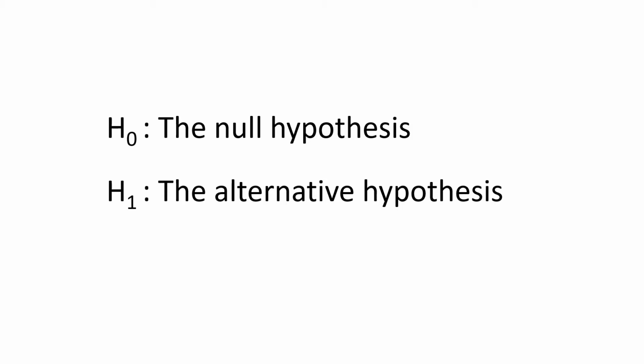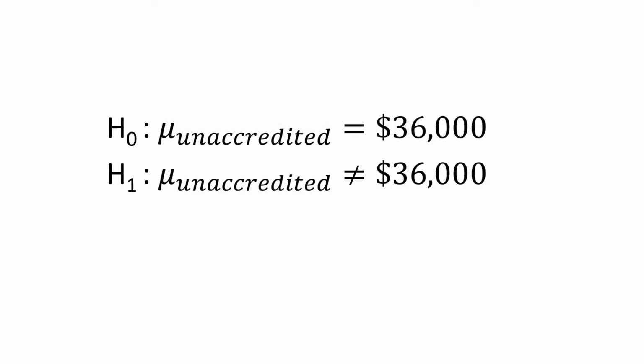Let's start by taking a look at a study designed to test the hypothesis that first-year salaries for teachers in general are different than the salaries for those that graduated from an accredited college. Based on an already existing national data set, we find that the mean first-year salary for all teachers is $36,000. If our sample mean is different than $36,000, then we reject the null hypothesis. If not, then we fail to reject the null hypothesis.